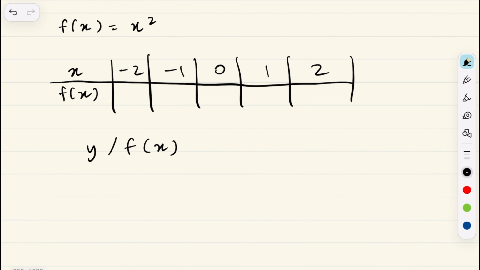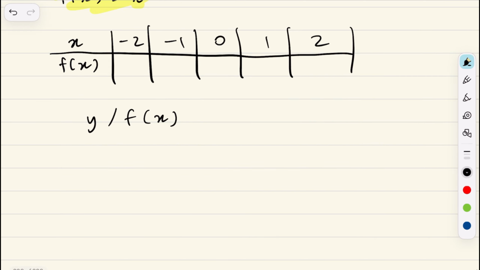see this equation over here? f of x equals x squared. All we have to do is substitute the value. So our first f of x is equal to negative 2 squared. We substitute the negative 2, and we're going to get 4. So you substitute all the values, and you're going to get something like this: 4, 1, 0, 1, 4.